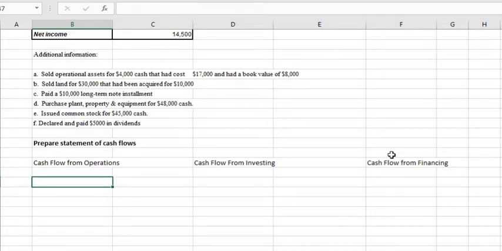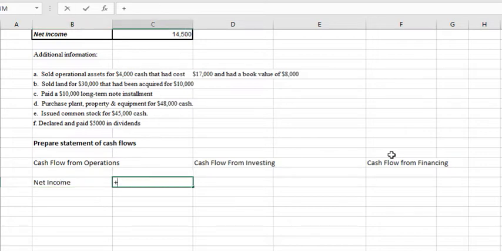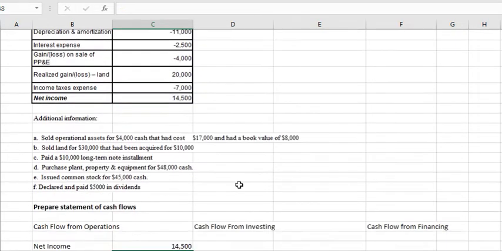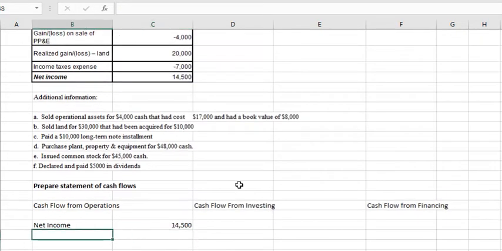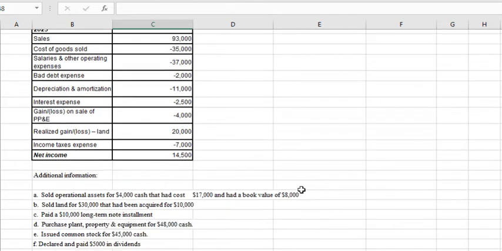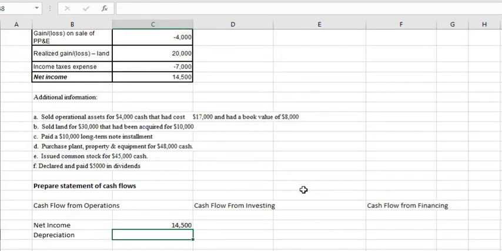The cash flow from operations starts with net income. So in this case, we are going to start with net income. And net income turns out to be $14,500. As I mentioned in the previous video, we are going to add the depreciation back. It's a non-cash charge, and as a result, we need to add that depreciation back. So the depreciation charge was $11,000. We are going to add that back.